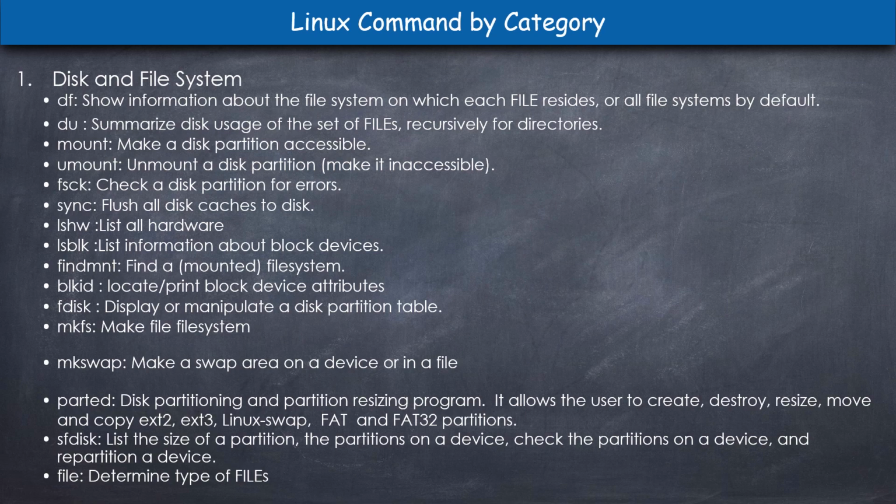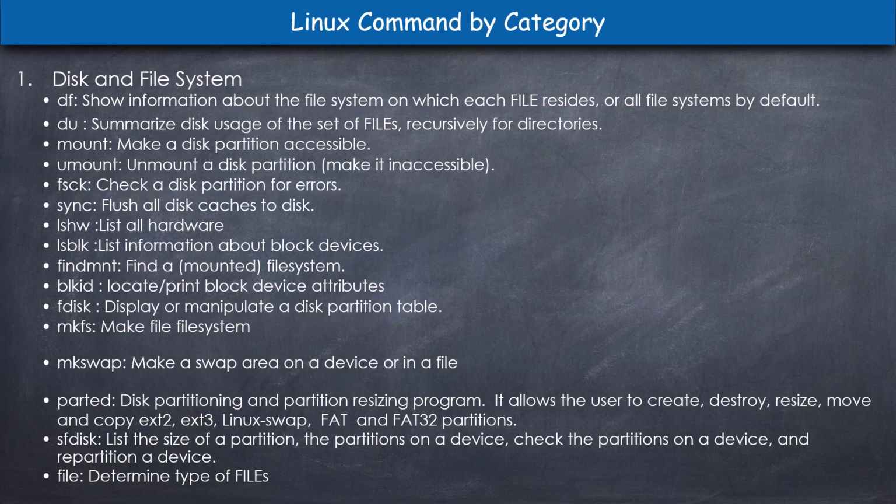The blkid command will give you the block id of a device. Okay, locate brings block device attributes. Then fdisk displays and manipulates a disk partition. Suppose, in Windows, I am comparing that because many people have used Windows, so you will understand better. So fdisk is to create, delete, or manage or manipulate the file system.